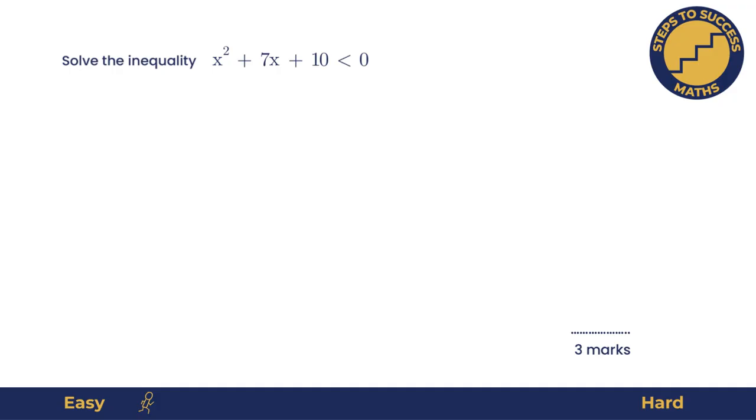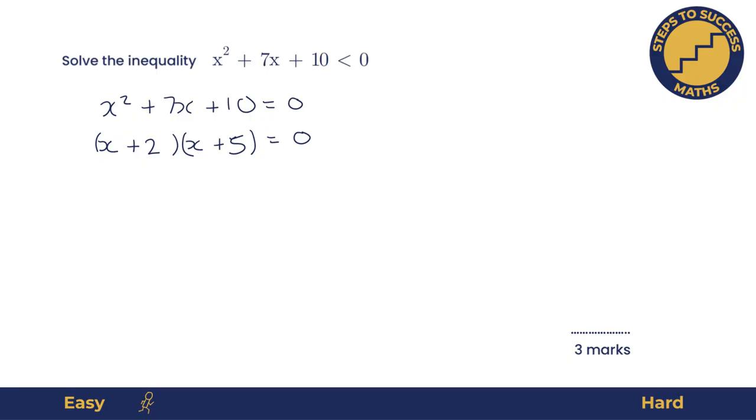Solve the inequality. x squared plus 7x plus 10 is less than 0. So the first thing to do is to solve this as if it were equal to 0. So it's just a quadratic equation. And we first of all try to solve a quadratic equation by using a double set of brackets, like this. So we want x and x at the start, and then something that multiplies to make 10 and adds to make 7. So that's plus 2 and plus 5. And we're going to set that equal to 0.